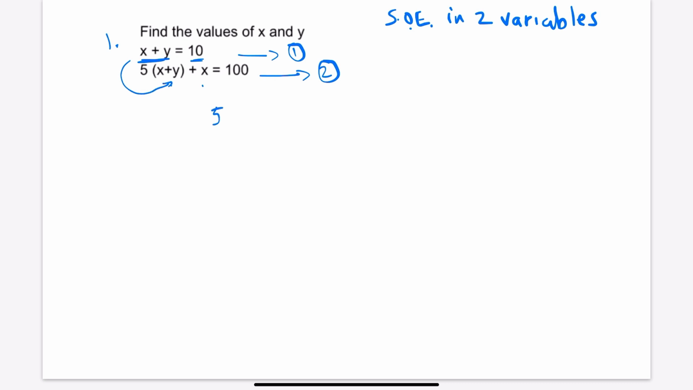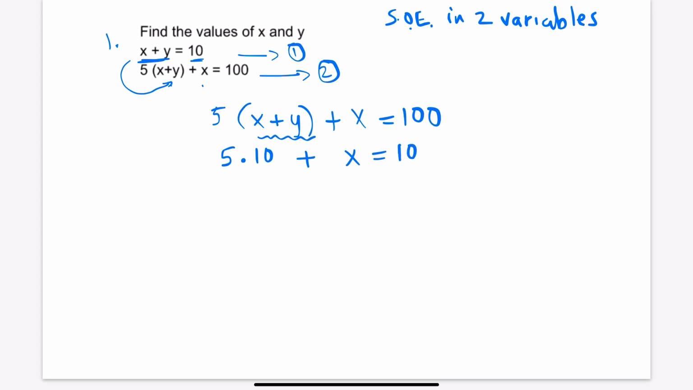Okay, let's do that. So the second equation is 5 times (x plus y) plus x is 100, right. Now x plus y is 10, from equation 1. So I'm going to plug that value in. So 5 times 10 plus x is 100. In other words, 5 times 10 is 50, plus x is 100.